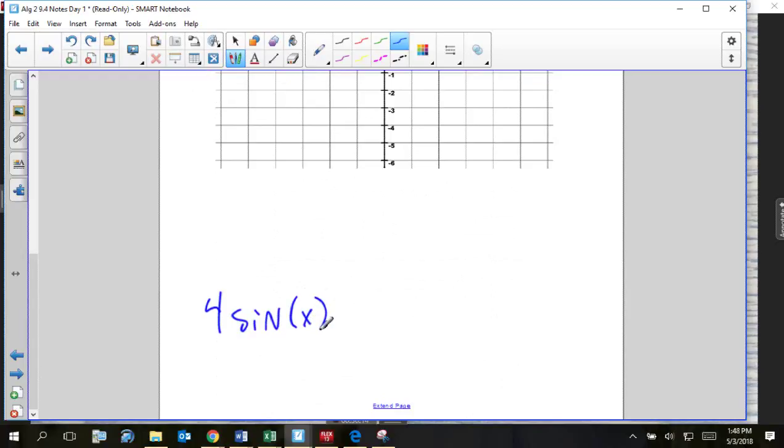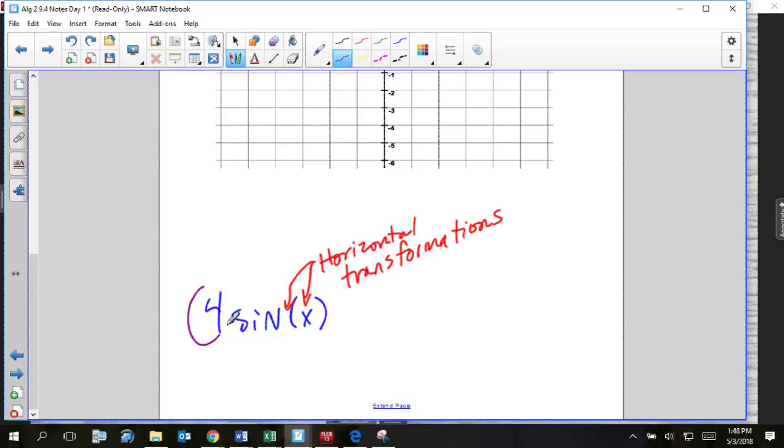There are understood parentheses around the x. You don't see them unless they have to be there, but anytime we have any sort of horizontal transformation, they'll be there with the x. It will be after the word sine, either in parentheses or just right there after the word sine. You'll see some different examples today. If there is something in front, or adding or subtracting at the end, that's going to be a vertical transformation.